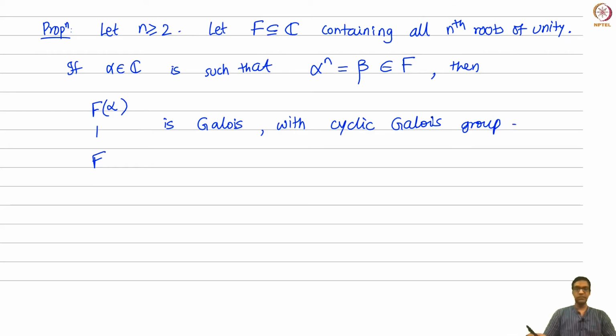Observe, this is a simple radical extension. So what this means, in other words, is that simple radical extensions, and I'm only talking about subfields of C here, are Galois and have cyclic Galois groups.